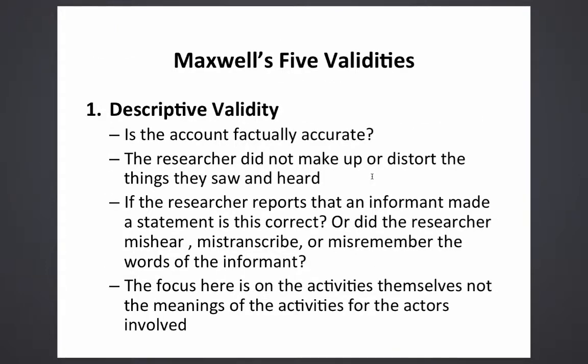So based on that foundational understanding that we're evaluating the accounts, a fellow by the name of Maxwell came up with five types of validities that we might apply to qualitative research. And the first is descriptive validity. And this is that simple idea of, is the data that's been collected factually accurate? So we need to have evidence that the researcher is not making up or distorting the things they see or hear. We need to know whether or not the reports that the participant or an informant makes are correct, that things were not misheard or mistranscribed or misremembered.